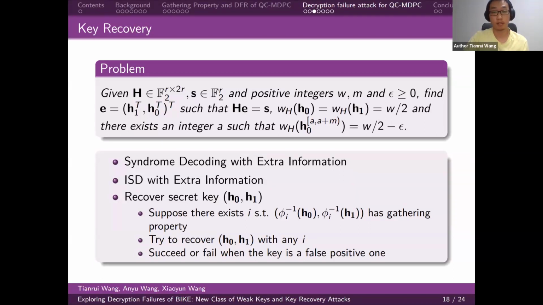There exists an integer A such that with H0, from A to A plus M is half of W minus epsilon. This is the exact definition of gathering property. How do we connect syndrome decoding with extra information with our recovery attack? We enumerate the isomorphism phi I and try to recover the pre-image of the key, which is phi I inverse H0 and phi I inverse H1.